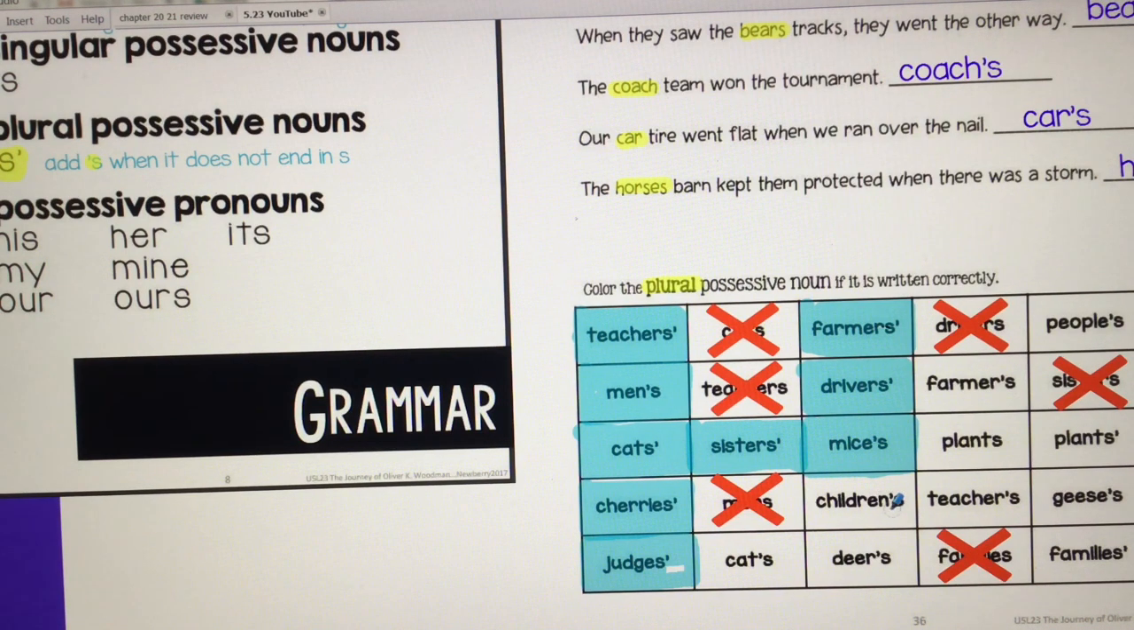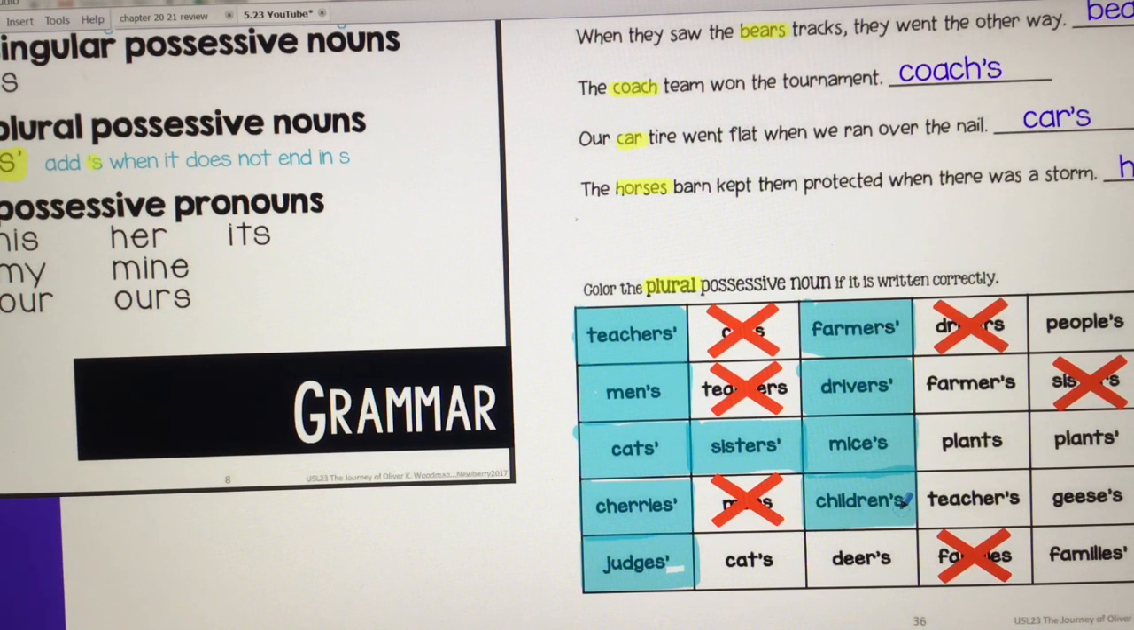Children's, right? Child is one. The plural version is children. So it doesn't end in an S. So I have to add the S. When I have to add it, it's an apostrophe S.